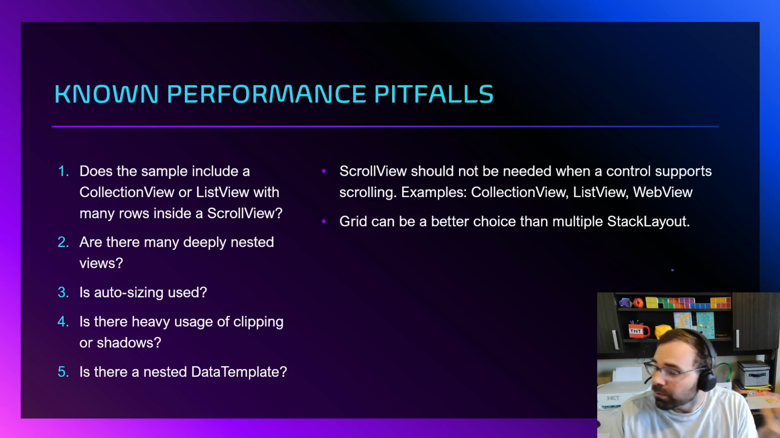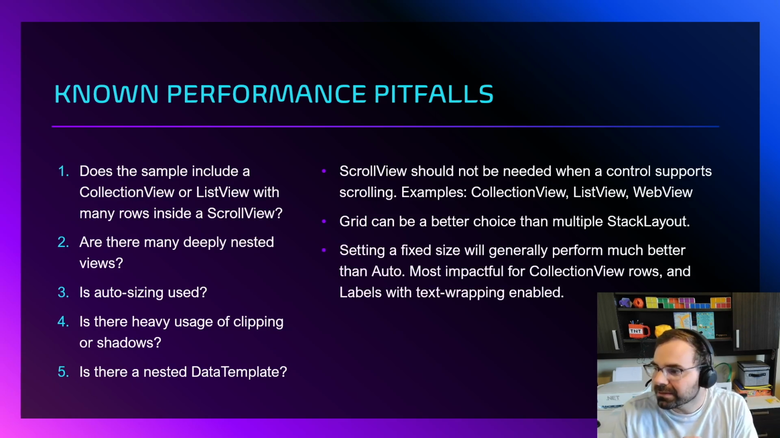So once you're using grid, you might be tempted to use auto sizing, right? So you might use a column or a row and put width or height auto. That's another thing that can slow things down. So if you can put a fixed width or height on things, that tends to yield better performance. Another example of this is a collection view row. If you can set a static height on the row, that's going to help general performance of the whole collection view. Same thing with labels. If you have them set to text wrap, that's another thing that can be slow.